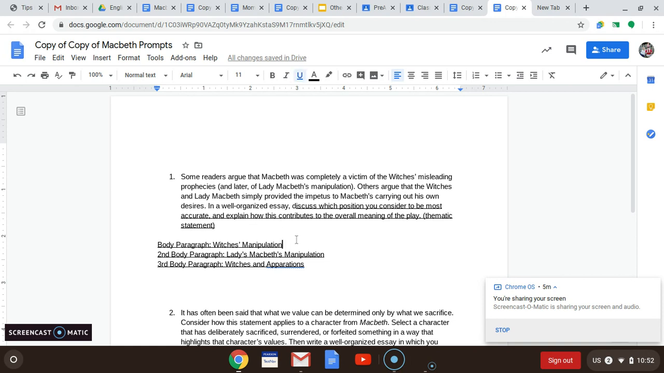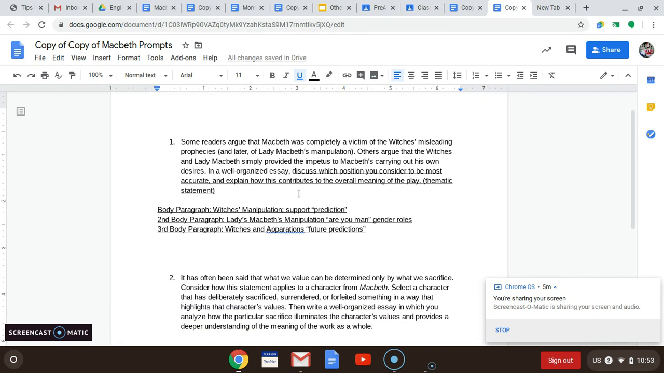So I could give textual support surrounding the whole predictions. I could give textual support about, are you a man? In that argument, so gender roles here. And then I could give textual support about these future predictions that he takes as assurances, which are okay. So that's really what I want you doing today.